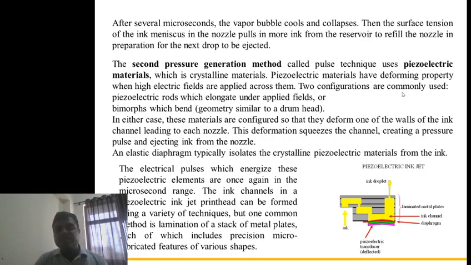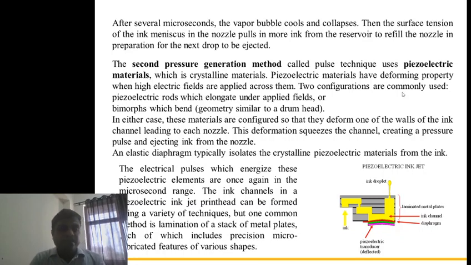In either case, the material is configured so that it deforms one of the walls of the ink channel leading to each nozzle. This deformation squeezes the channel, creates a pressure pulse and ejects the ink from the nozzle. Actually, once we apply the field to a piezoelectric transducer, it creates the deformation. This deformation creates pressure in the ink channel. Due to that pressure, an ink droplet comes out of the nozzle.